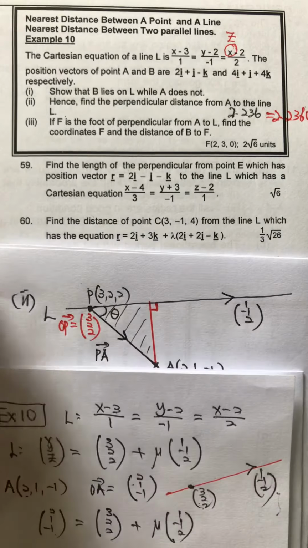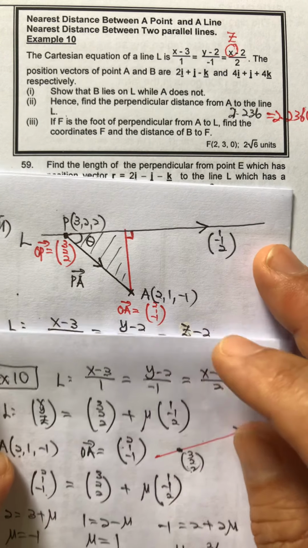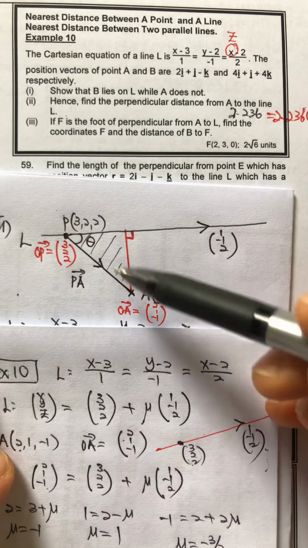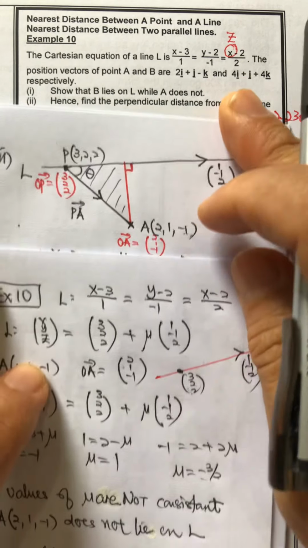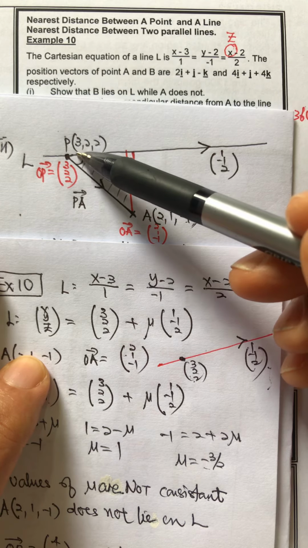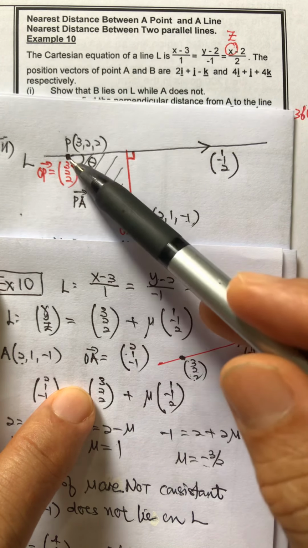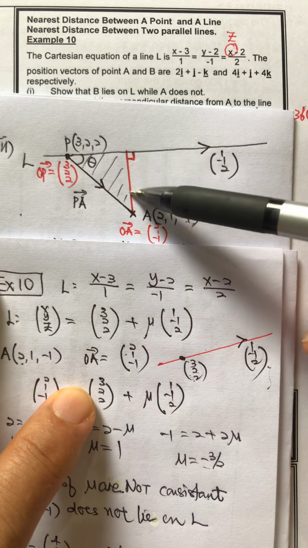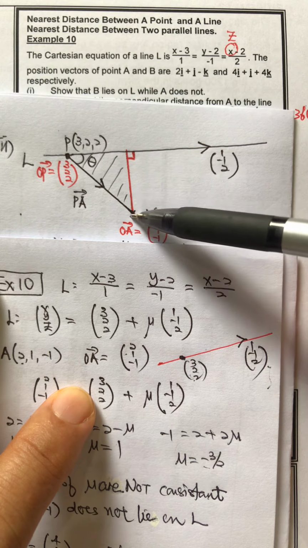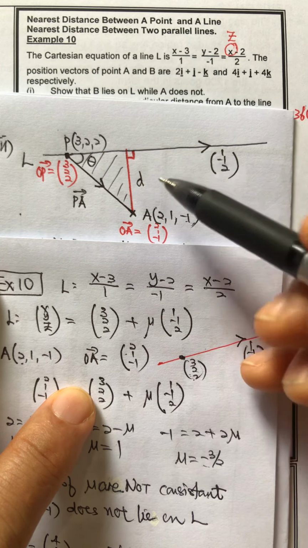Okay, so I show you here, this is the diagram. This is A, (2, 1, -2), and then this is our starting point. Just now I said (3, 2, 2). We start from here, and you want to find this perpendicular distance. Let's say I call this distance D.